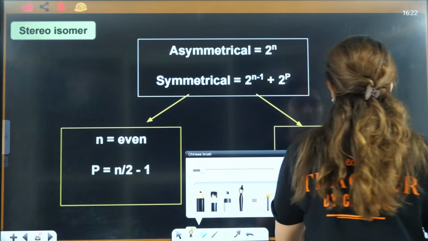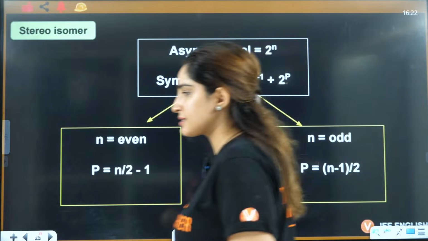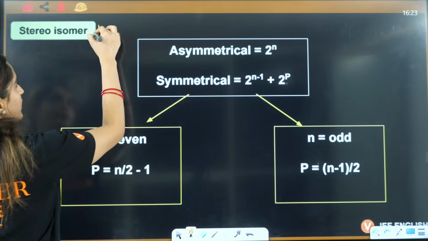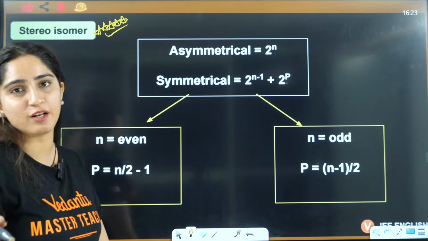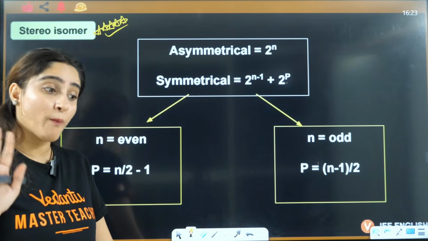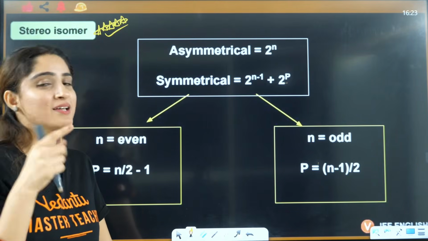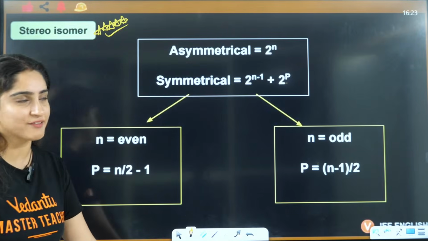Last is calculation of stereoisomers, right? And from this, literally so many questions, mostly questions are asked from either geometrical isomer calculation or stereoisomer calculation. Optical isomer I think is a little difficult, the formula is a little on the difficult side, so that's why they are not asking that, but they can, right?